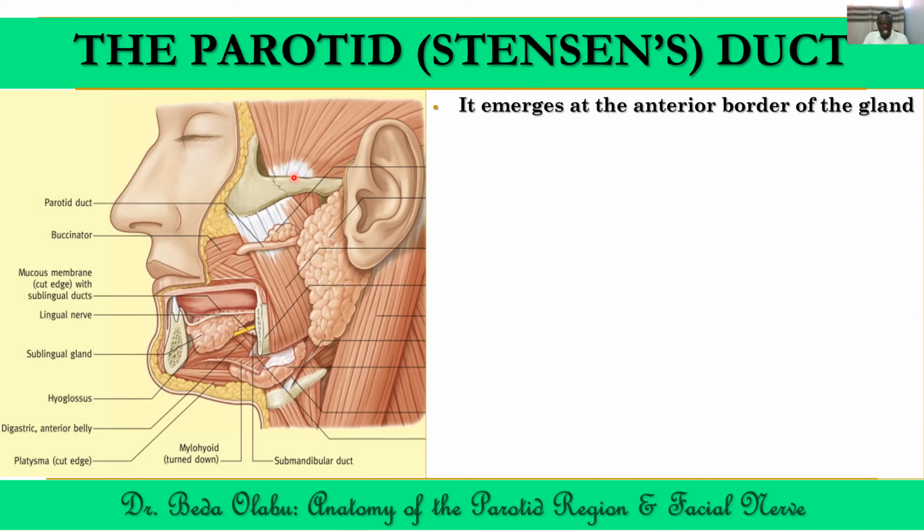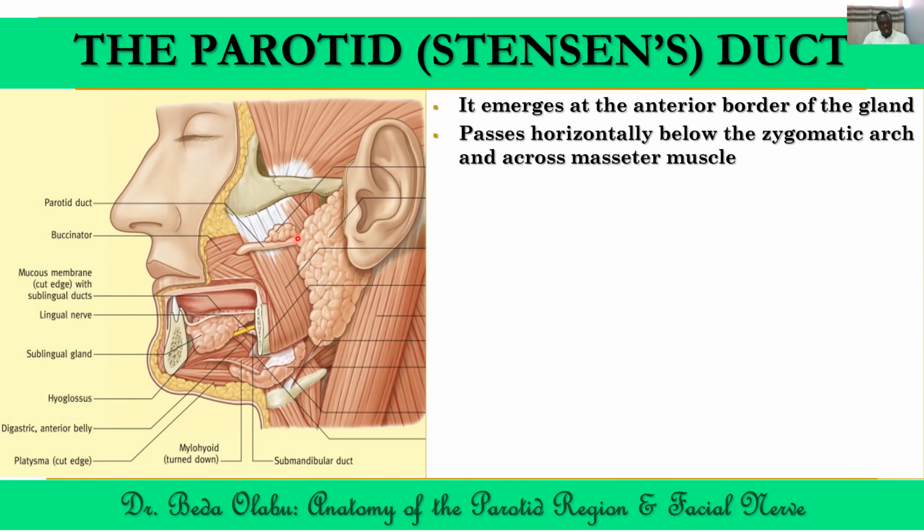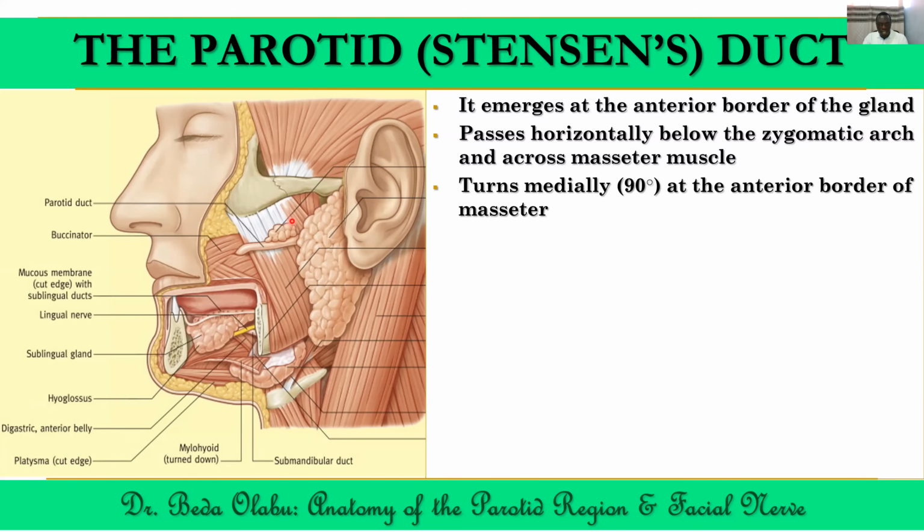It emerges on the anterior border of the gland, slightly on the upper parts rather than on the lower parts. Usually it passes horizontally anterior, and that means that it will be going across the masseter muscle, some centimeters below the zygomatic arch. Now, when it reaches the anterior border of the masseter, it turns medially almost 90 degrees. So it's a sharp turn, almost 90 degrees, to go medially.